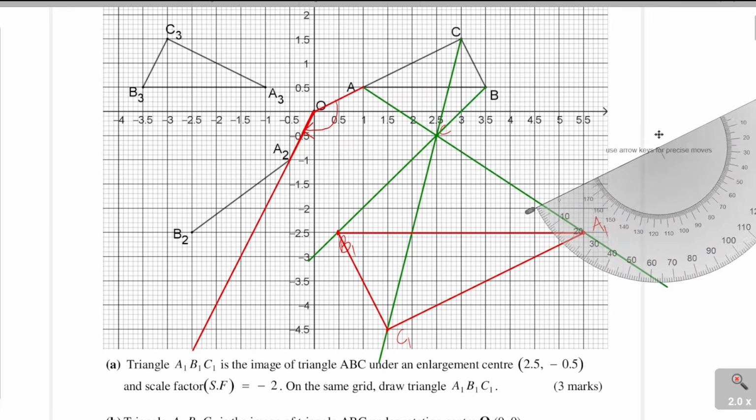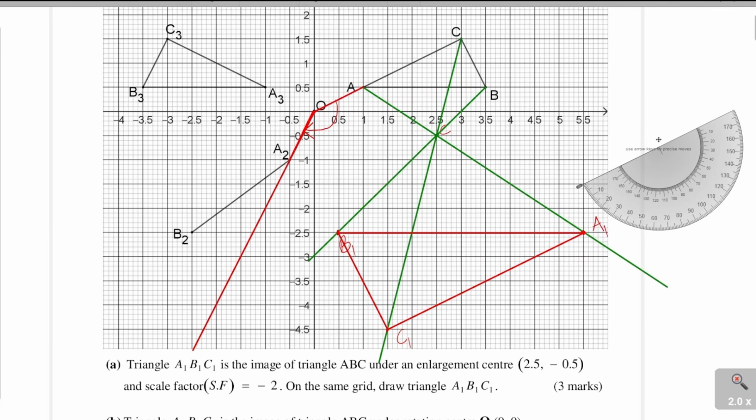After you've done that, the next thing you're going to do is take the distance from C to the center, and then transfer the same distance using a pair of compass, or you count the squares. From C to the center there, how many squares are these? You have 1, 2, 3, 4, 5, 6. So on this line again, you count 6 squares from the original, 1, 2, 3, 4, 5, 6.